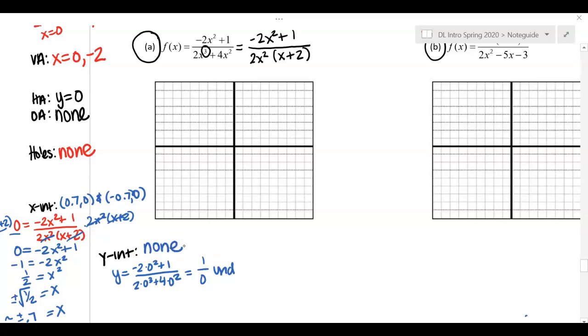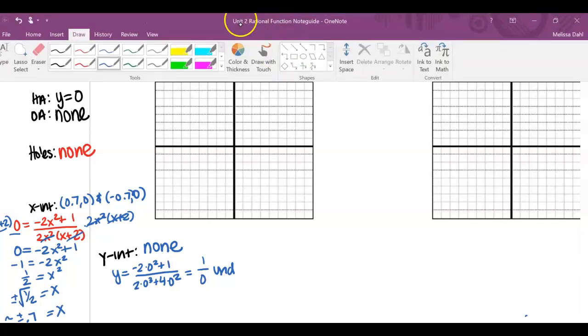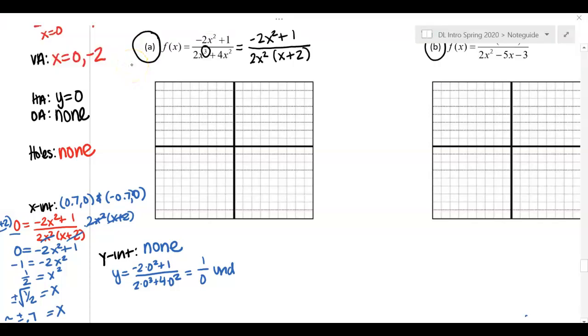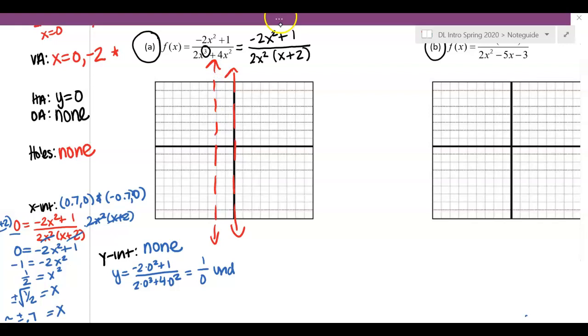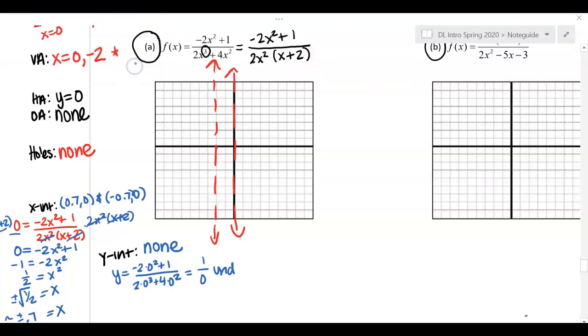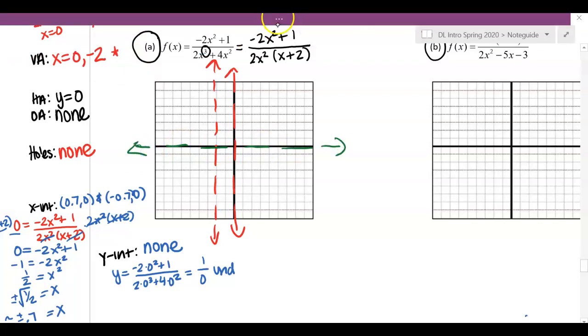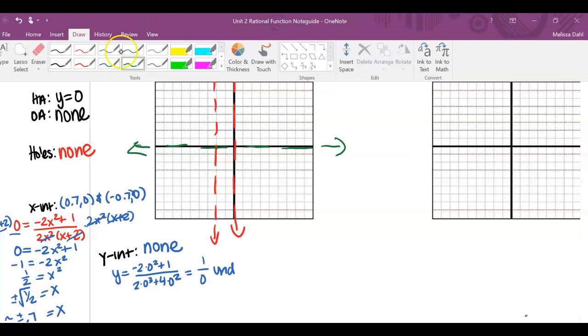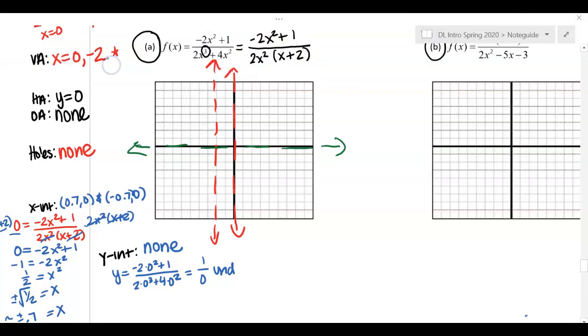Okay? So here's my list of info. Now what I want you guys to do is put that info on the graph. So we're going to mark our asymptotes with dashed lines. So our vertical asymptotes here are x equals 0 and x equals -2. And then our horizontal asymptote is y equals 0. And then lastly, we have some x-intercepts that we can mark at 0.7 and -0.7.